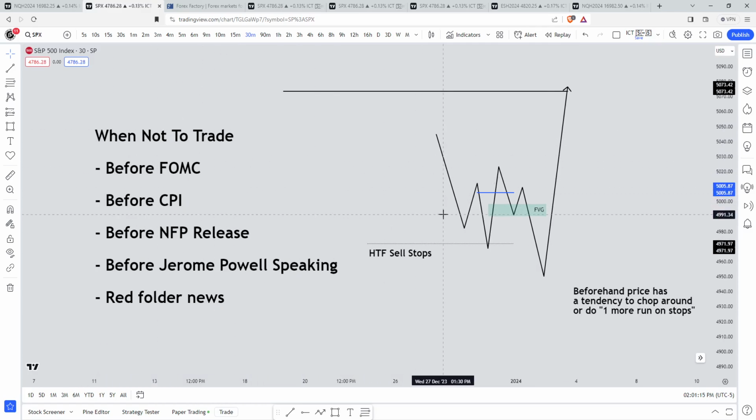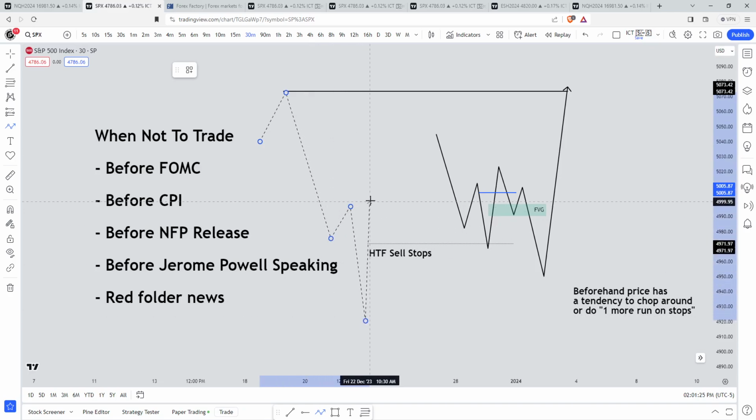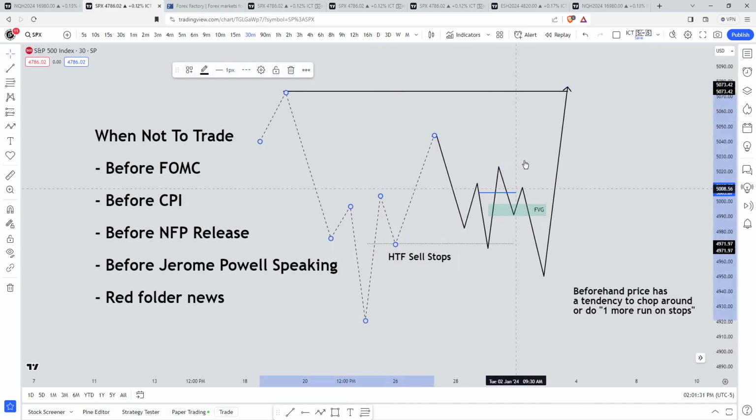So I've had numerous times over a series of months where I've traded a change in the state of delivery. I'm already anticipating price to trade up to here. Maybe price is trading down, right? This is a level of sell side liquidity and price returns beneath there. It's a very clear structure for price going higher. It fails, does one more run on stops, and then you get displacement in that direction towards the buy side. So that's why I avoid trading at these times.